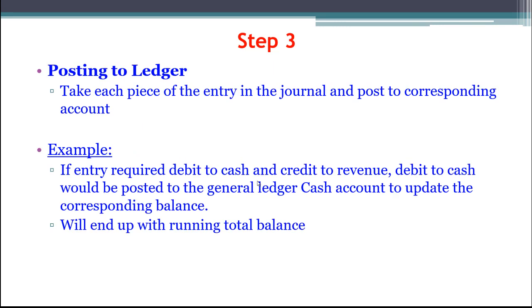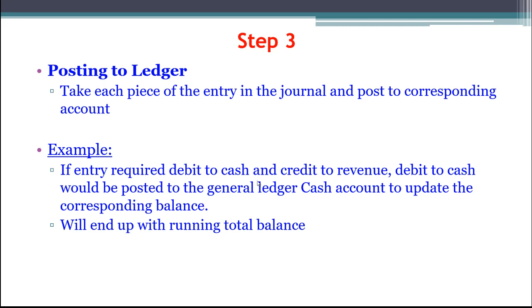Step 3. We're going to take each line of that journal entry and post them to the ledger. Every account is found in the ledger. It's its own little record of all the increases and decreases to that one account, all the debits and credits to just that one account. That way you know what the total balance is.